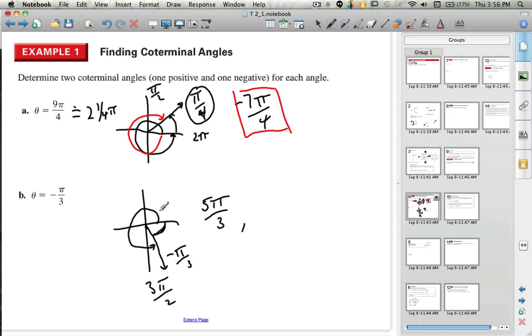And then if I want to find a negative coterminal angle, if I simply go all the way around the circle again, so if I do negative pi over 3 minus 2 pi, another 2 pi around the circle, again 2 pi would be 6 pi over 3. So negative 1 minus 6, that would be negative 7 pi over 3.